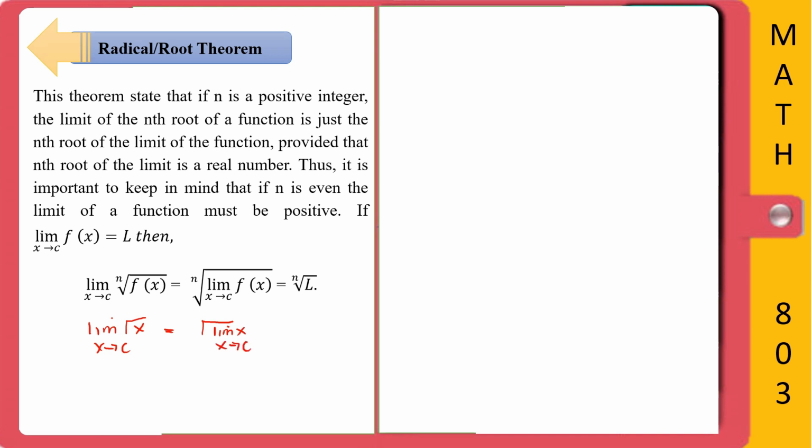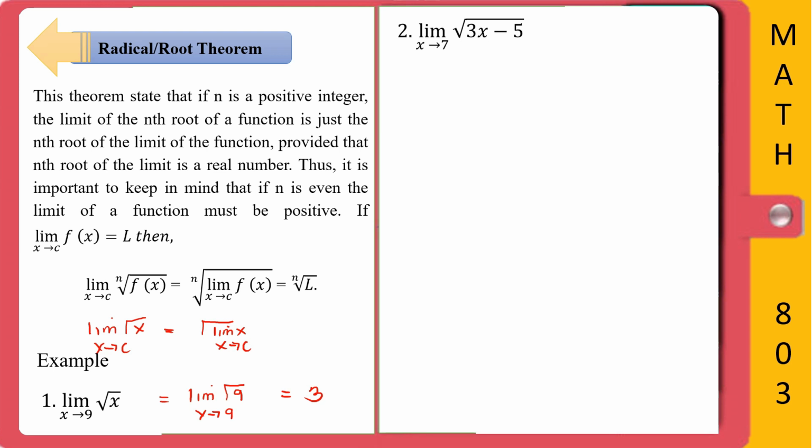So applying the theorem, let's say for example, we have the limit of the square root of x as x approaches 9. Since the value of c here is 9, we need to substitute the value of c into the variable x. So it becomes the limit of the square root of 9 as x approaches 9. Since 9 is a perfect square, the final answer will be 3.